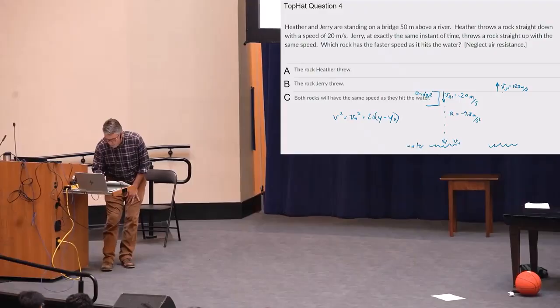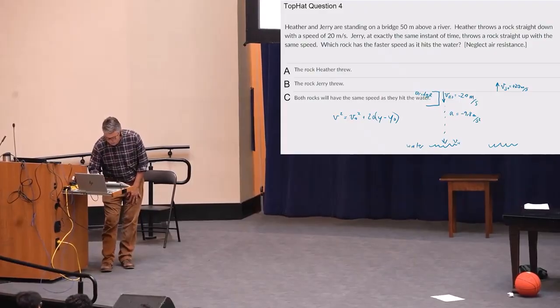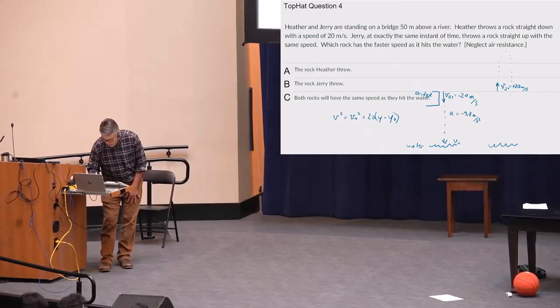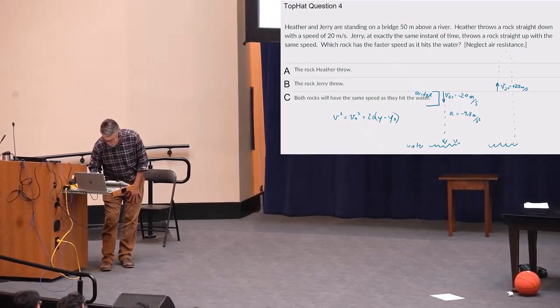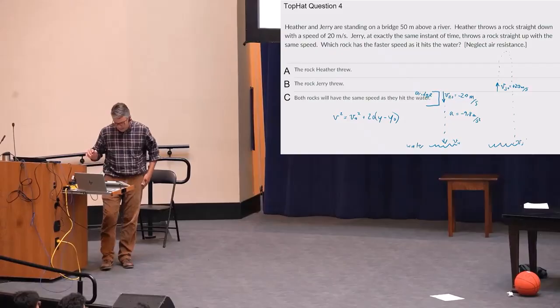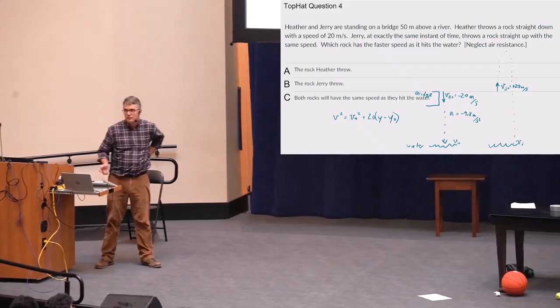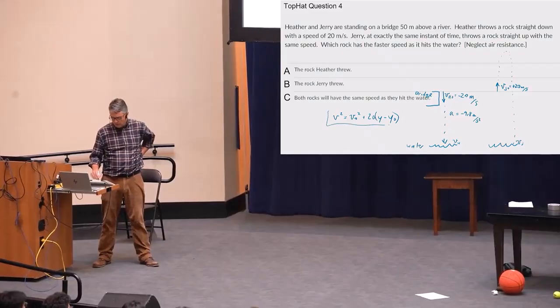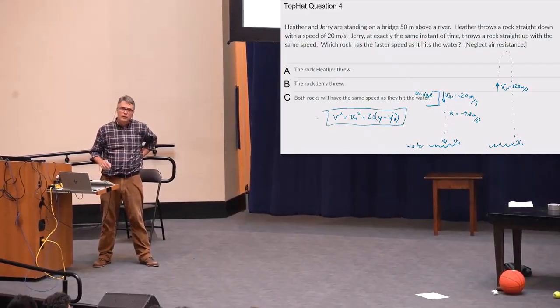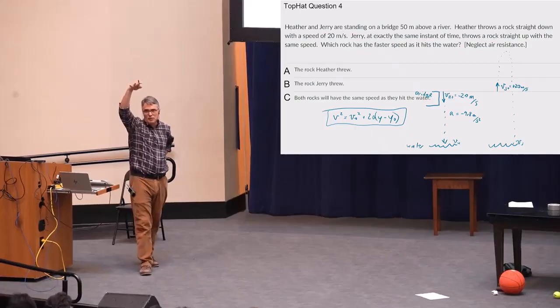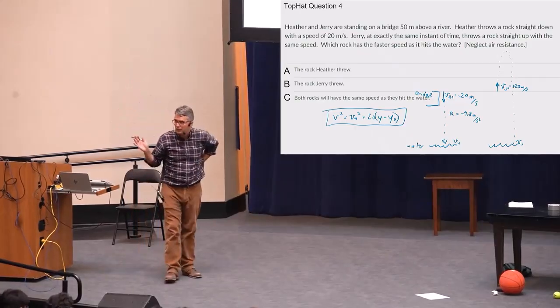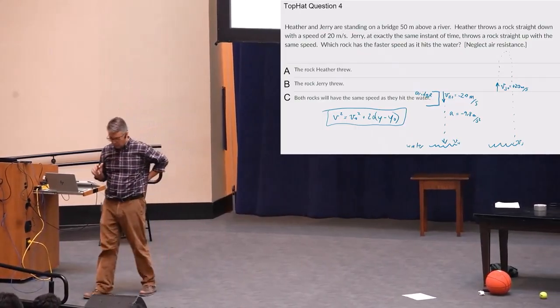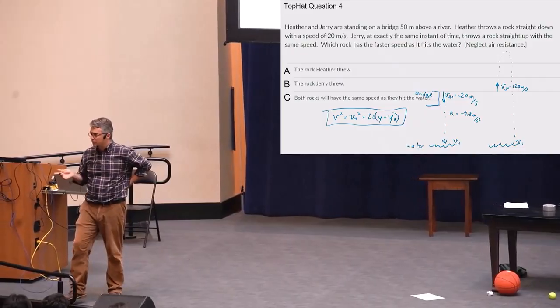So Jerry throws the rock upwards with 20 meters per second. Well, what's going to happen is it's going to go up, stop momentarily, come back down, and hit the water with some v Jerry. And my feeling is that since you don't care about the time, you could use this same equation for both, where the y has dropped down by whatever the height of the bridge was, which we weren't told, by the way, but it's the same height for both.